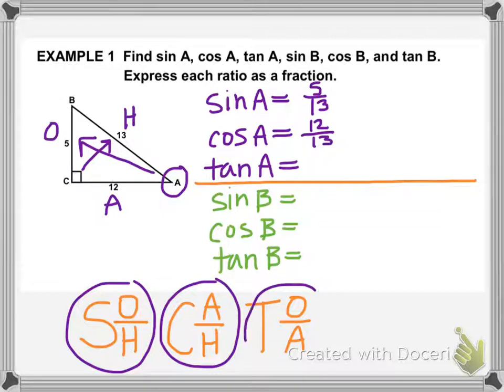And then tangent is opposite over adjacent, or O over A. So in this case, 5 over 13.